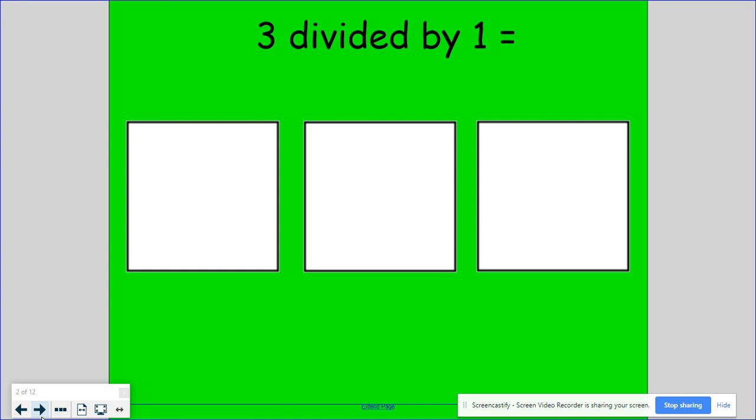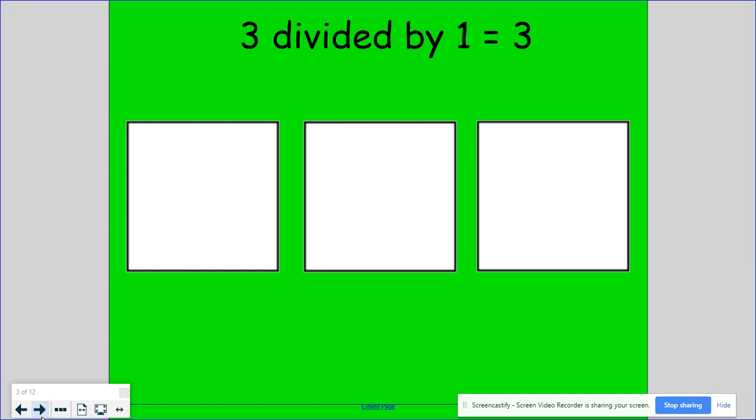If I had 3 wholes and I wanted to divide them by 1, think of it like 3 pieces of candy that you want to divide between one person, that one person is going to get all the candy. There's no one else to share it with. So the answer would be 3. Anytime you divide a number by 1, the answer is going to be that number. But what if our number that we're dividing by changed and got smaller?